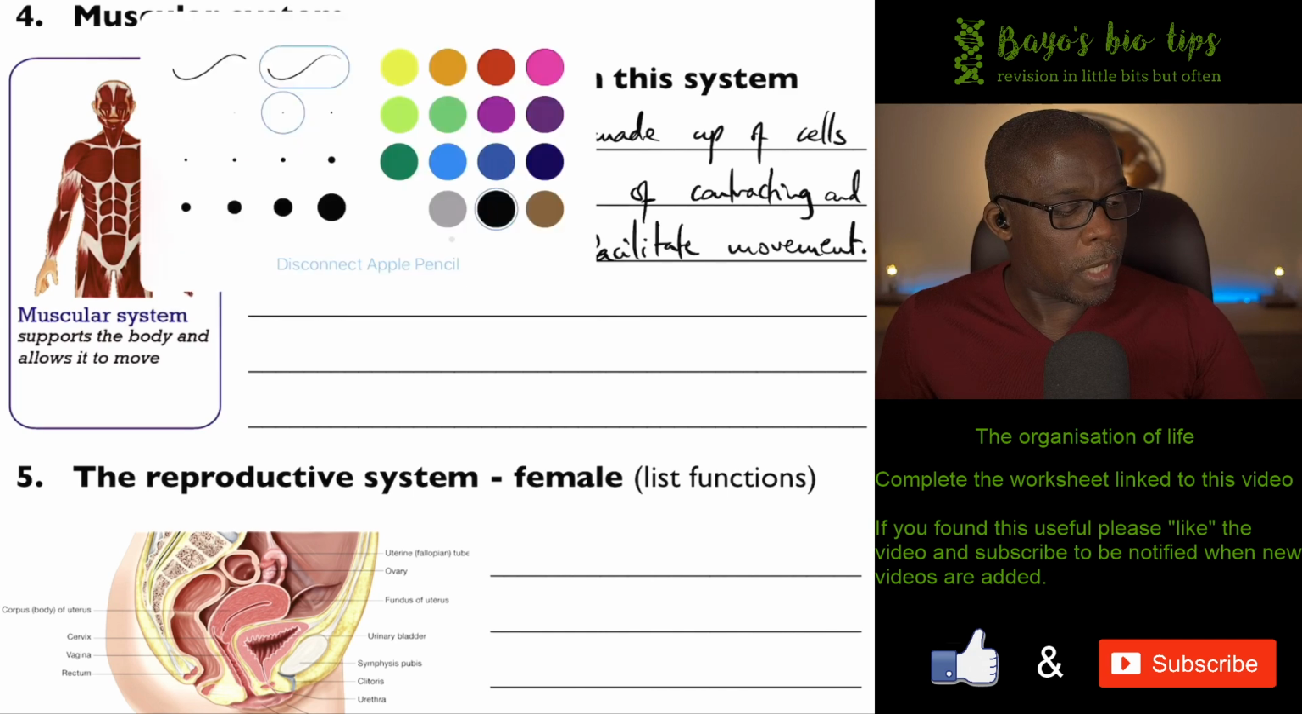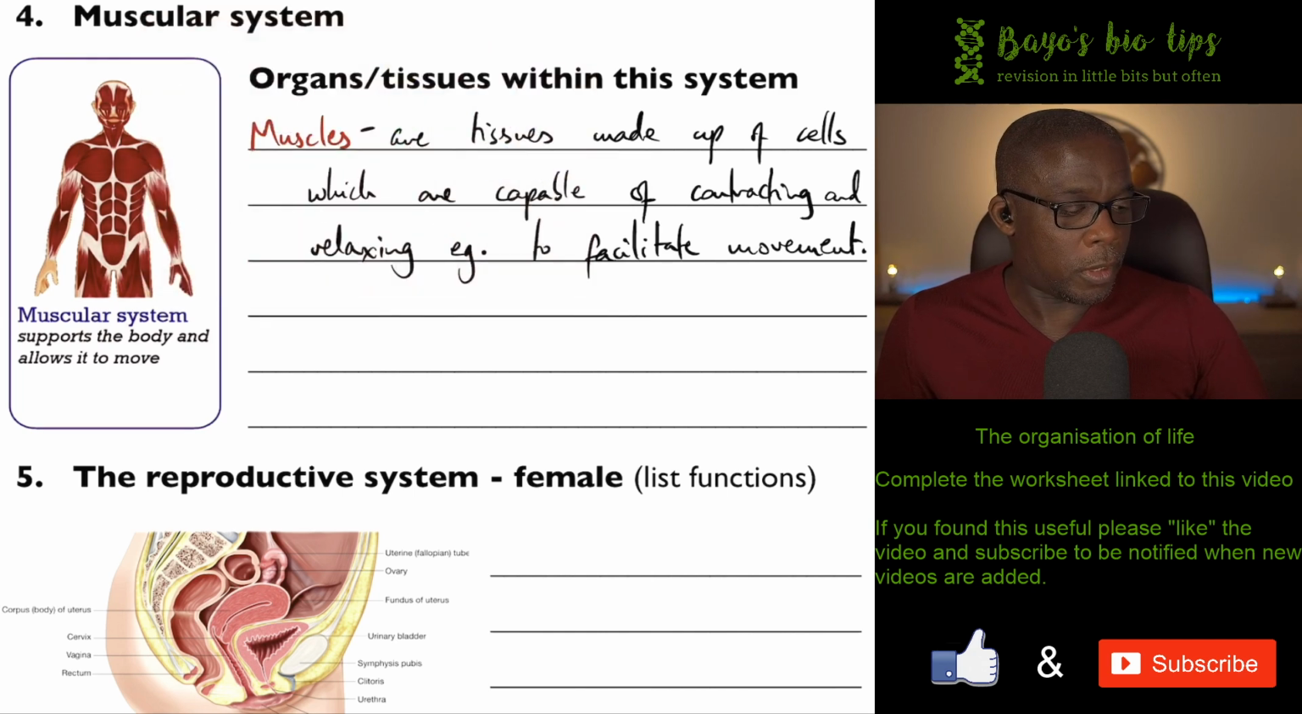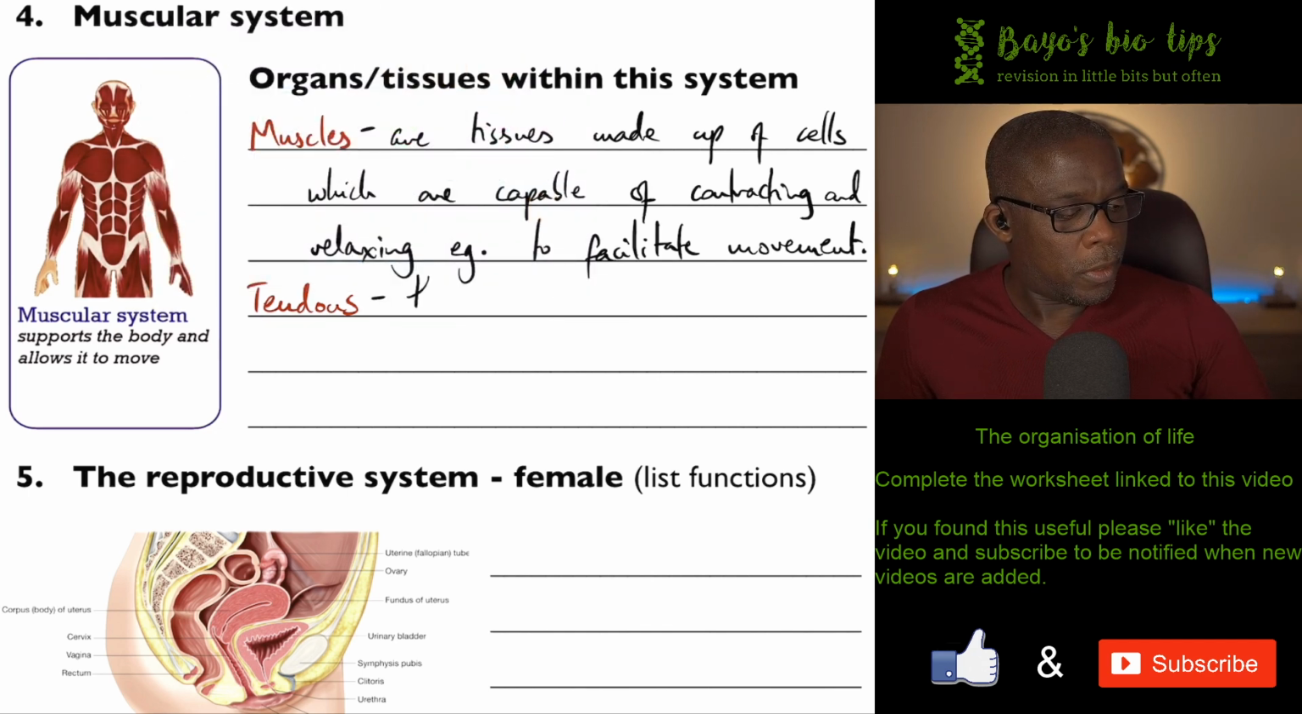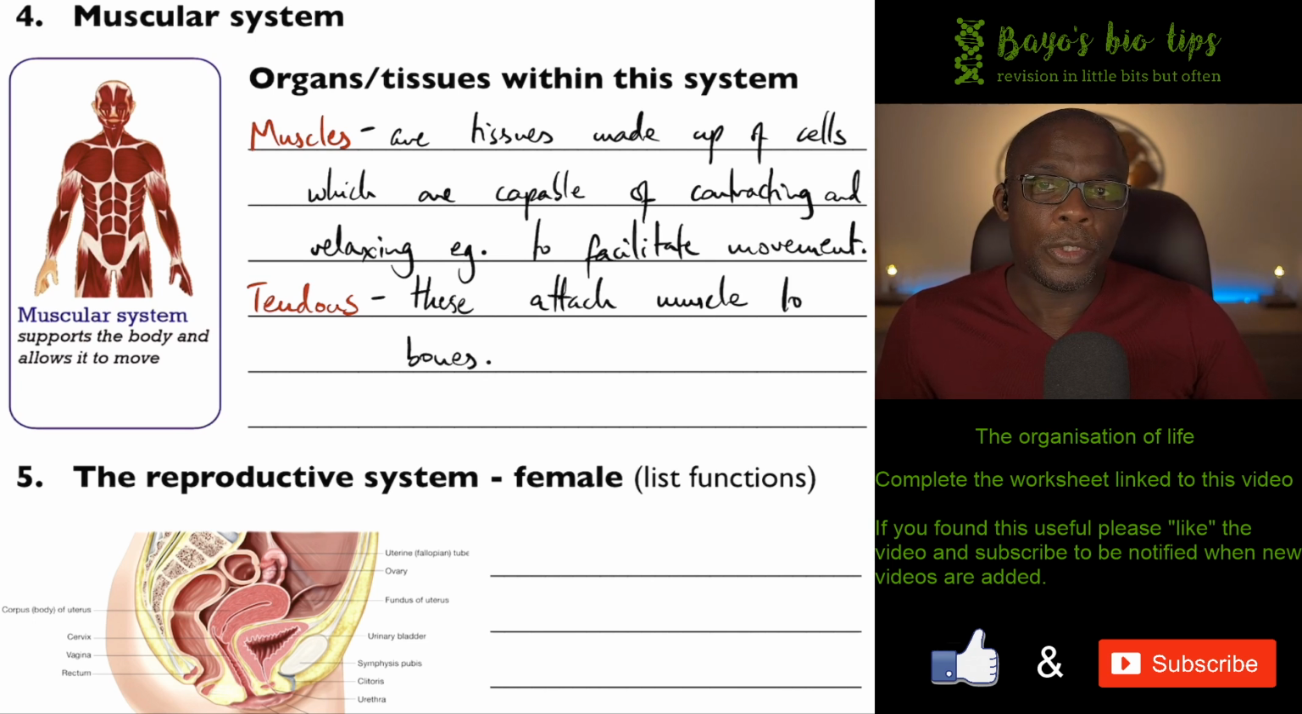You can also have within this group, rather than in the skeletal system, though it could be in either, tendons. These attach muscle to bones. So that's the muscular system.